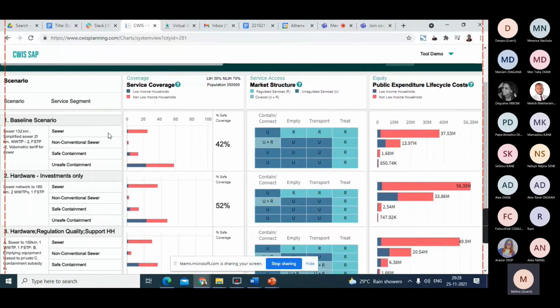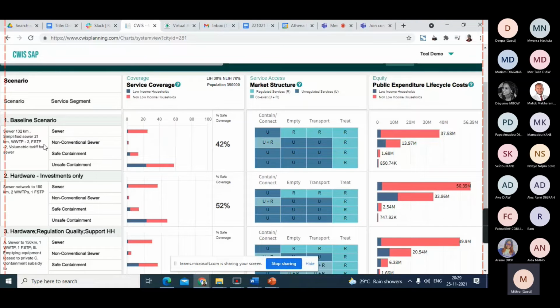Here, the results are presented along the 4 major sanitation categories that we had input on. That is the sewer, non-conventional sewer, safe containment, and unsafe containment. Also, you will see that the visuals are presented for both low-income and non-low-income households, while blue represents the low-income households, and pink represents the non-low-income households. Let's move from left to right.